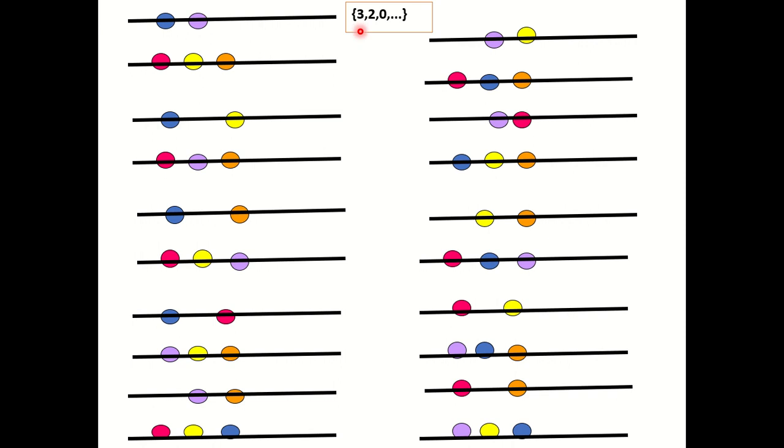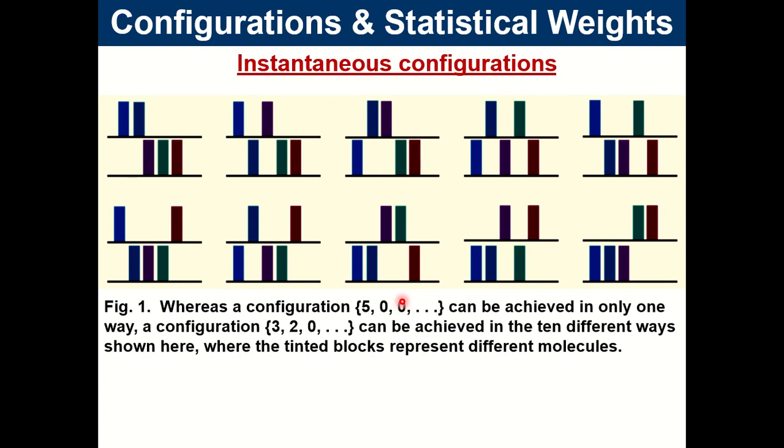So this shows that the population of the ground state is 3, the population of the first excited state is 2, and this configuration can be achieved in 10 different ways as shown over here. So these are different ways. This is another way of depicting the same thing, an instantaneous configuration. Here the particles have been shown as rectangular blocks with different colors. And the same 10 pictures, you can see 1, 2, 3, 4, 5 and 10. So these are 10 different configurations that can be achieved for the 3, 2, 0 configuration.